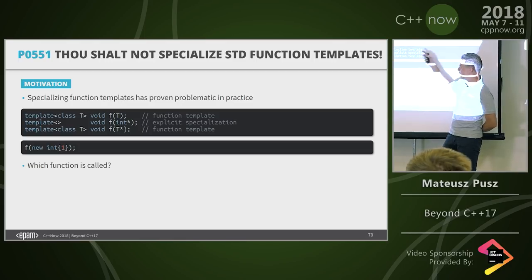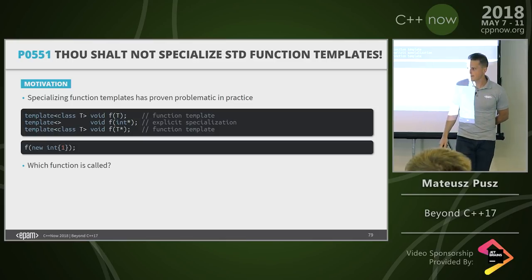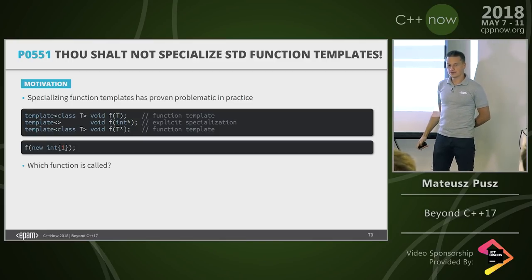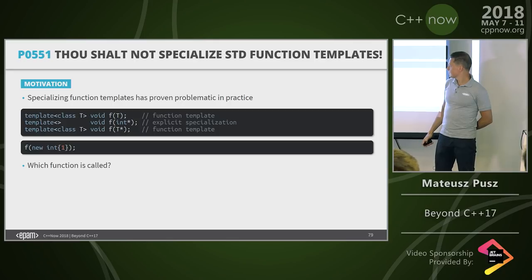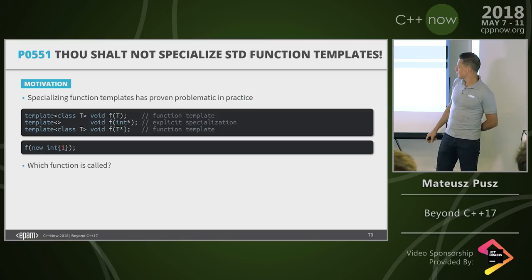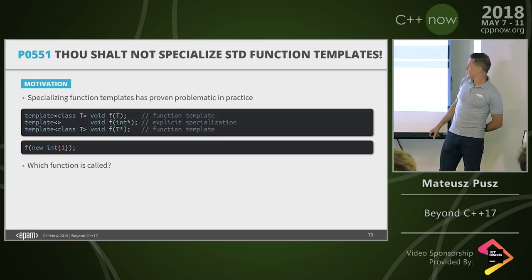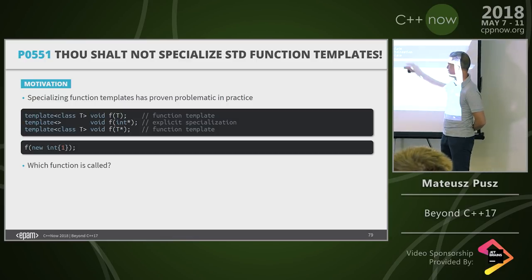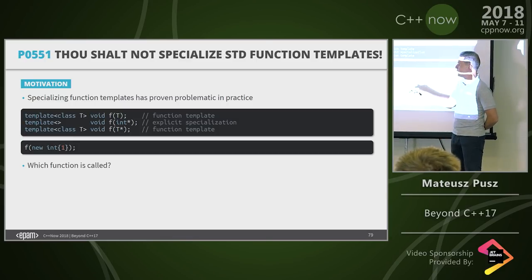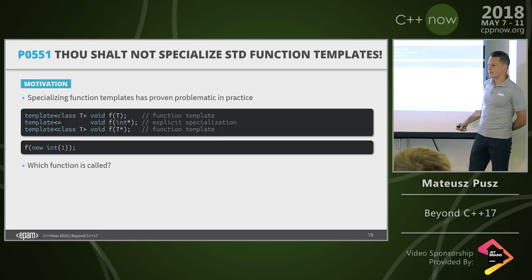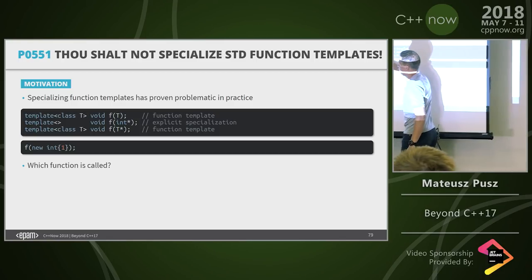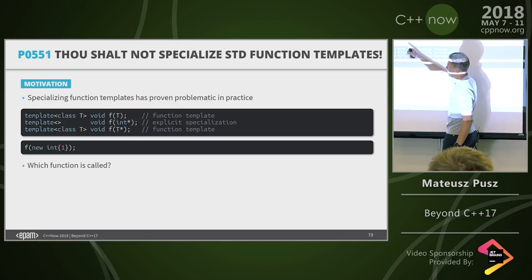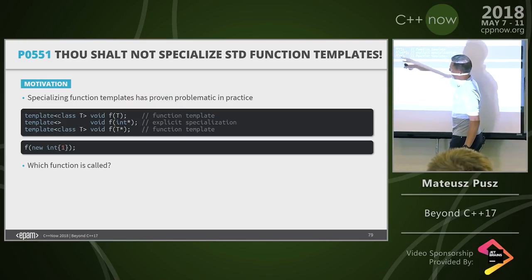Do you know which one will be run here? First, second, or third one? Second one? The most specialized one. The problem is that in the first step of overload resolution, only the function templates are being compared. So you don't have this one in the first step of overload resolution. You see only those two. And with those two, the first one is better. And with that, this first one is selected.